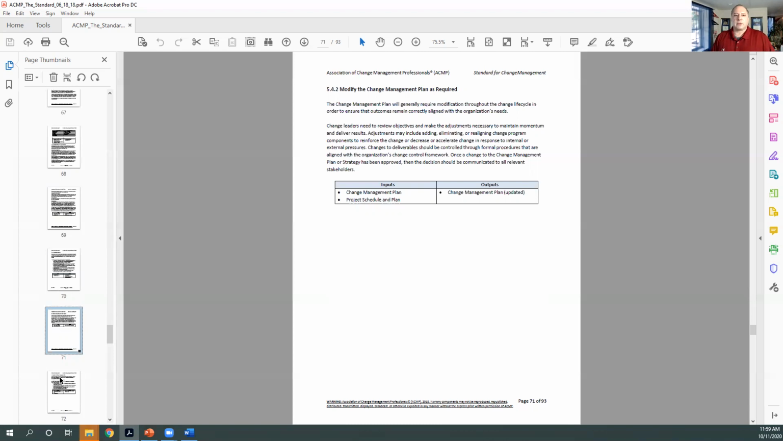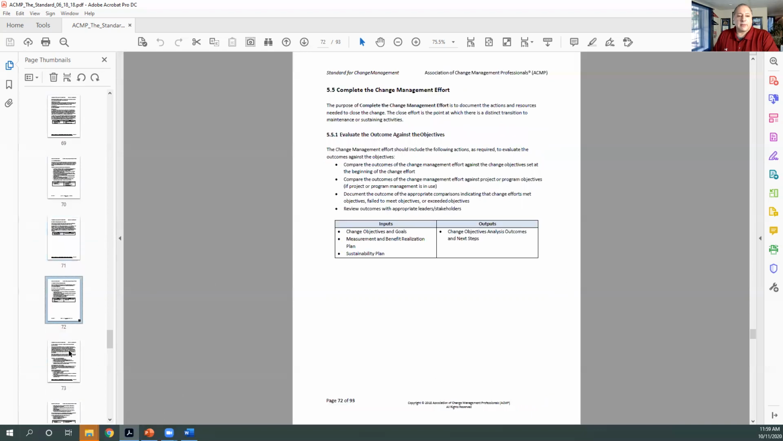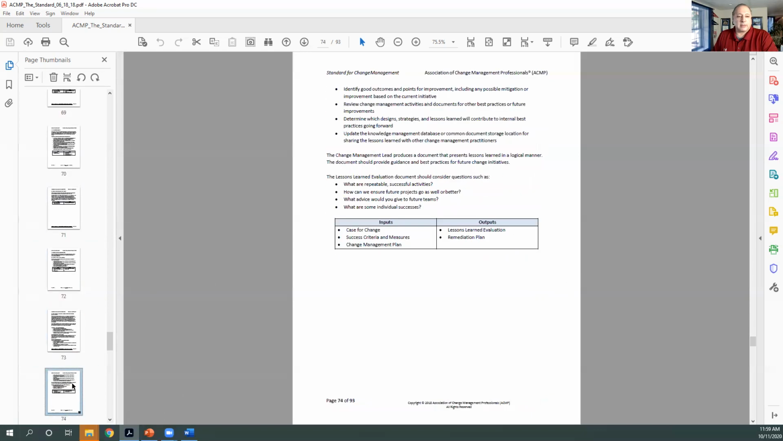And hopefully you took advantage of this ACMP standard. It's a really great document, a really great organization. And for those of you who are interested in change management, I would encourage you to join ACMP and continue to keep in touch with them. They have conferences and events throughout the year. So I would definitely join and participate in that group if you're interested in change management. So anyway, that's just a recap of the readings. That takes you out to page 75.